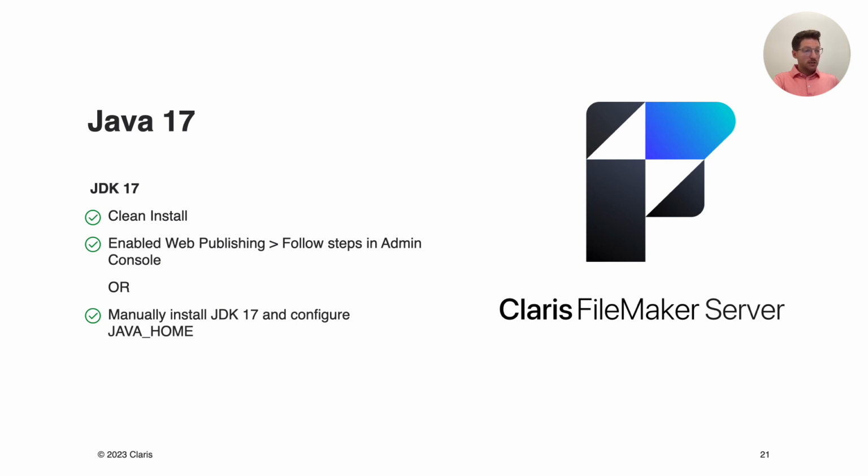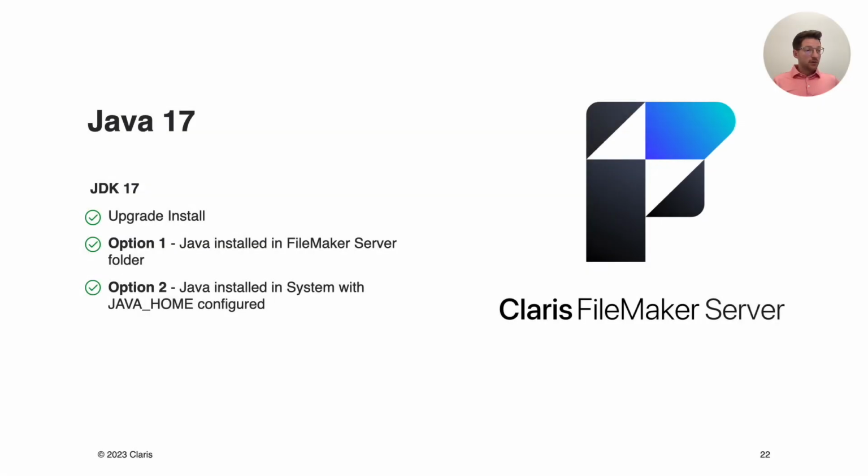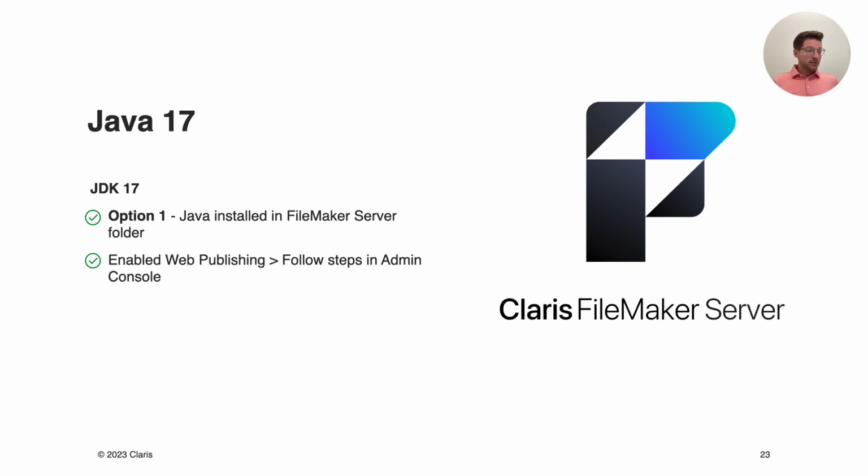If you prefer to install Java into the system, then Googling the terms FileMaker Server 2023 and Java 17 will provide a knowledge base article with detailed instructions on how to manually install the Java 17 JDK and configure the Java home variable. For machines that have a previous version of FileMaker Server installed, upgrading to FileMaker Server 2023 will require Java to be upgraded. We have created an engineering blog with detailed steps on upgrading to Java 17 based on how Java was originally installed and configured in the previous version of FileMaker Server.